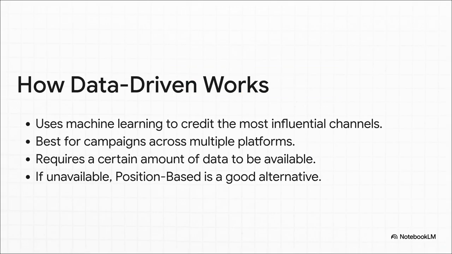So instead of using a preset rule like the other models, this one actually looks at your specific data. It uses machine learning to figure out which touchpoints in your campaigns are truly the most influential, and it assigns credit based on that. Now, there is a catch. You need a pretty decent amount of conversion data for this to even be an option. If you don't have enough data yet, don't worry, the position-based model is a fantastic alternative to start with.